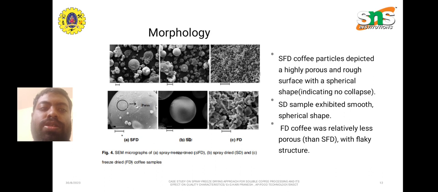According to the morphology, spray freeze drying coffee particles depicted a highly porous and rough surface with a spherical shape. The SD sample exhibited a smooth and spherical shape, while freeze drying coffee was relatively less porous than SFD, with a flaky structure. Here is the diagram where you can see the morphologies.